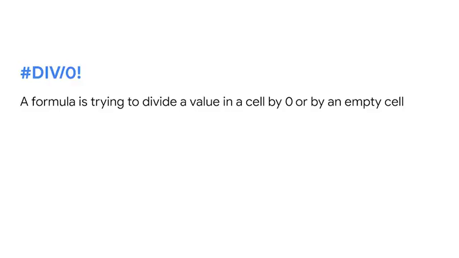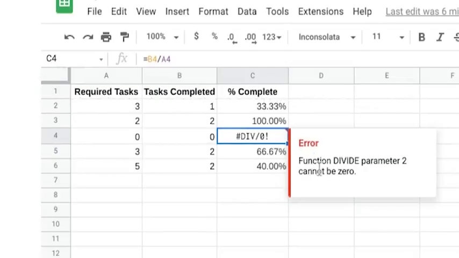One error you may encounter is the div error. The div error happens when a formula is trying to divide a value in a cell by 0 or by an empty cell. In this spreadsheet, the percentage complete values in column C are calculated by dividing the values in the task completed column by the values in the required tasks column. Notice that column C is already formatted as a percentage. The div error is in cell C4 because we're dividing by 0, the value in cell A4.